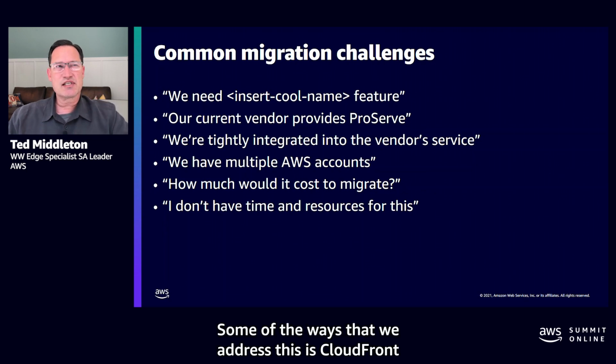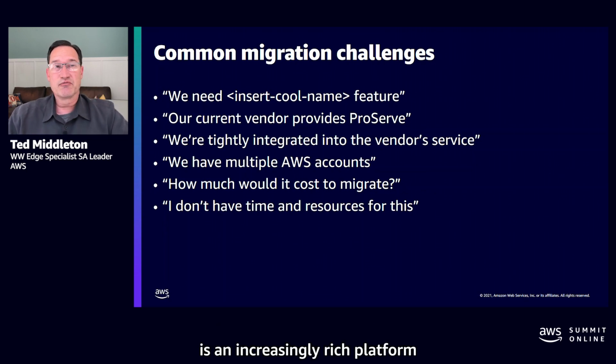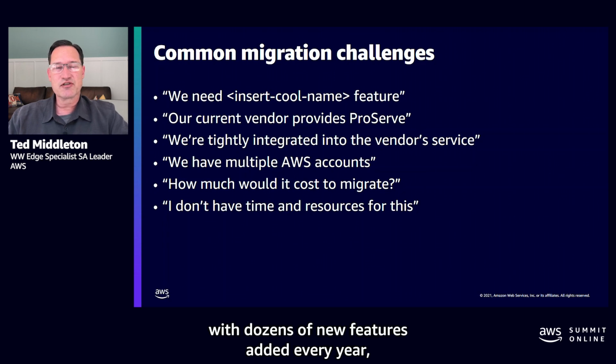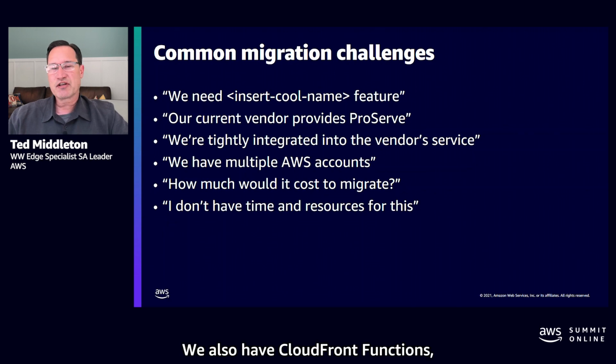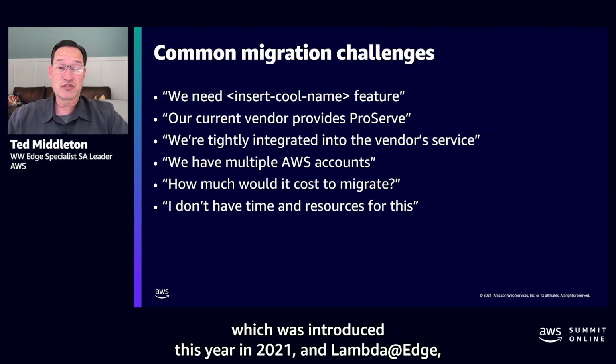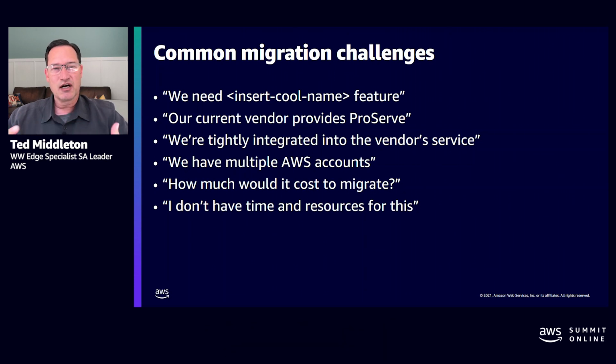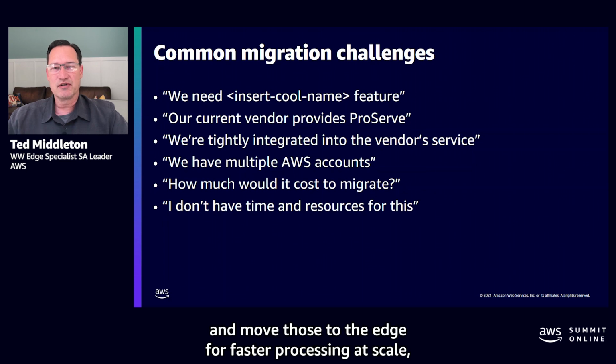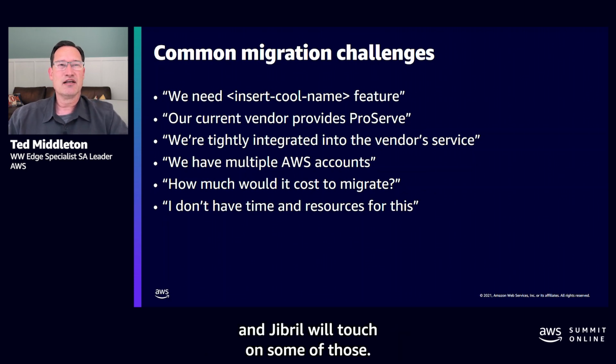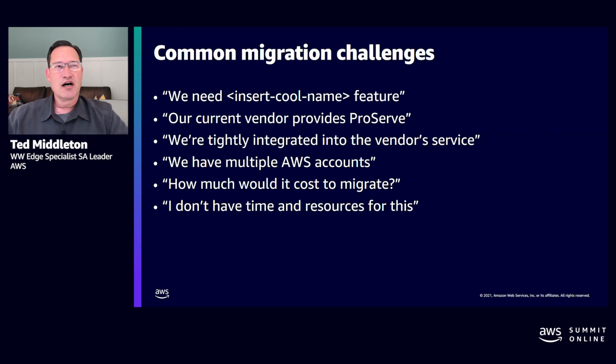Obviously, things like cost and resources are also often questions and issues. Some of the ways that we address this is CloudFront is an increasingly rich platform with dozens of new features added every year, and it's constantly invested in and improved upon. We also have CloudFront Functions, which was introduced this year in 2021, and Lambda at Edge, which both allow you to take custom application logic in a variety of different languages and move those to the edge for faster processing at scale. And Jabril will touch on some of those.